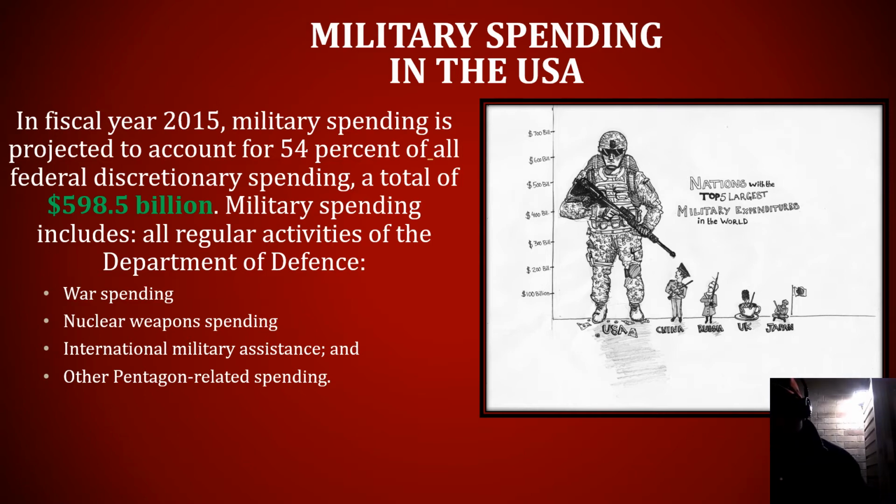Military spending includes all regular activities of the Department of Defense. So this includes any kind of war spending. It includes anything related to nuclear weapons. I didn't even say that before on the last slide. We didn't even talk about the bombs and weapons testing and weapons facilities and keeping nukes safe and all the research and development associated with that. International military assistance, so any kind of support the States are giving to other countries, other Pentagon-related spending. That's my clean way of saying black ops.